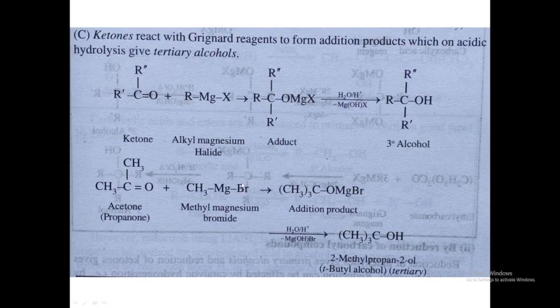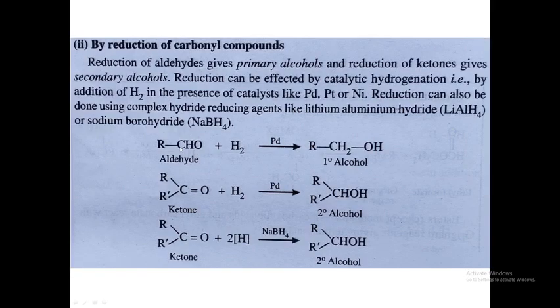The next reaction is by reduction of carbonyl compounds. Carbonyl compounds can be reduced to alcohols by the catalytic reduction method, or we can also use excellent reducing agents like lithium aluminum hydride or sodium borohydride. Here an aldehyde reacting with hydrogen in the presence of a palladium catalyst is converted into a primary alcohol, and a ketone reacting with the palladium catalyst is reduced to a secondary alcohol. And if you take a ketone and sodium borohydride, again you get a secondary alcohol.